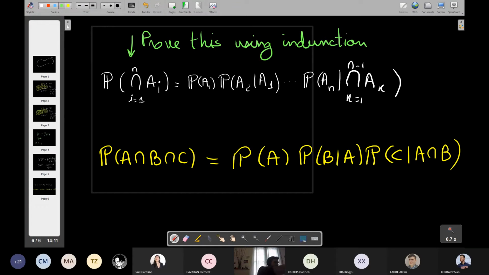Yeah, as Nabi says, induction is recurrence. So you can use induction to prove this formula is true. It's very, very easy.